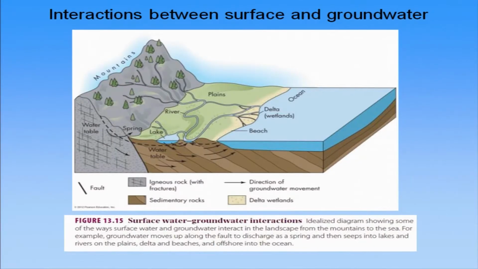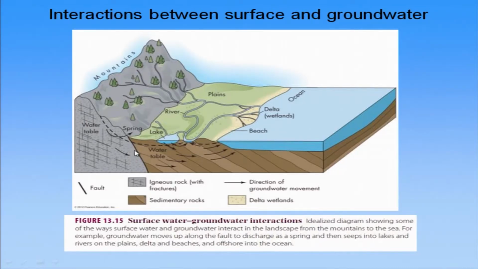So the interaction between surface water and groundwater, as we have discussed: there is a recharge area where the infiltration will take place, and finally the recharge will supply the water through underground movement to the lower reaches. This is an idealized diagram showing some of the ways of surface and groundwater interaction in the landscape from mountain to sea or ocean. For example, the groundwater moves up along the fault.